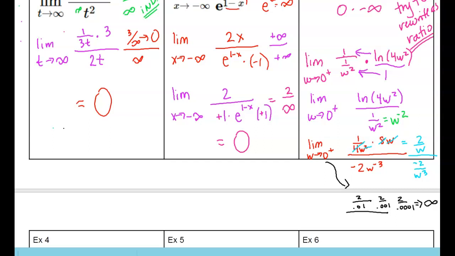Then we're going to try this one. So 0 from above, same thing. I have negative 2, and then we have that really small number, but cubed. So that's even smaller. So that ends up being negative infinity. So it's still infinity over infinity. It doesn't matter if one of them is positive or negative.